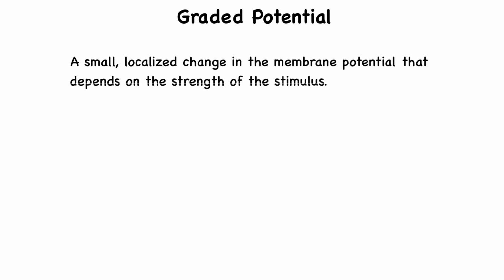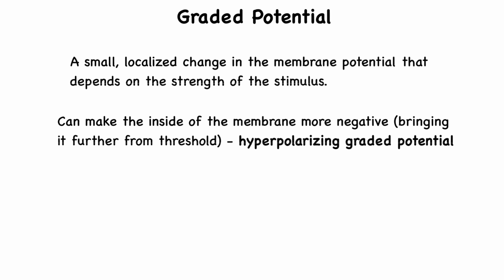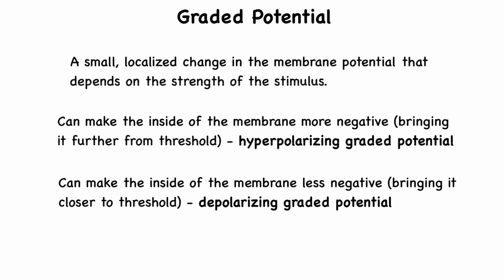A graded potential is a small, localized change in the membrane potential that depends on the strength of the stimulus. It can make the inside of the membrane more negative, bringing it further from threshold, which is called a hyperpolarizing graded potential. Or it can make the inside of the membrane less negative, bringing it closer to threshold, which is called a depolarizing graded potential. We'll talk more about threshold in a bit.